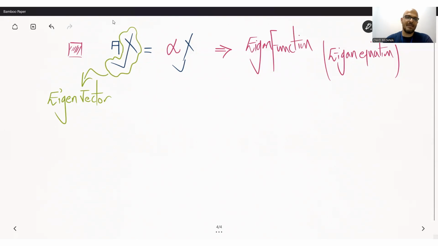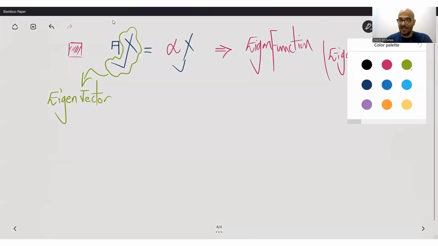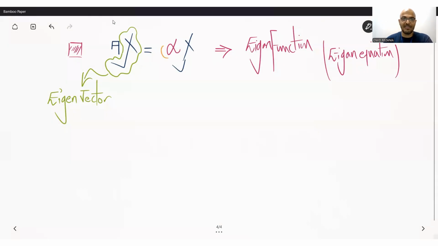Another one, and also the same X. And another one which we have here, look at this one, this real number. It's a real number or a complex number, anything. We call that the eigenvalue. We call that the eigenvalue.